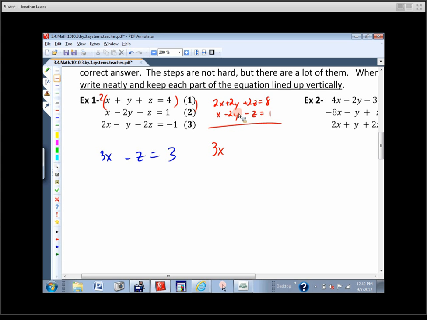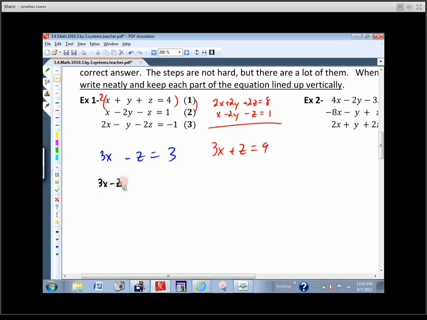Okay, let's put them together. I have 3 x's. Look at that. No y's. Plus a z equals, that's going to be a 9. Okay, are there any questions? Because that's the hard part. If you can do that, that's the hard part. The rest is pretty easy.